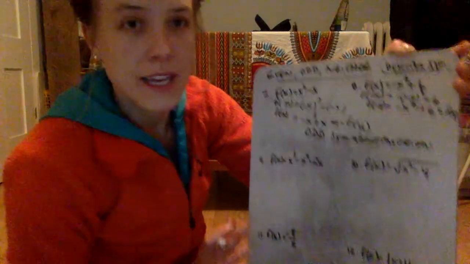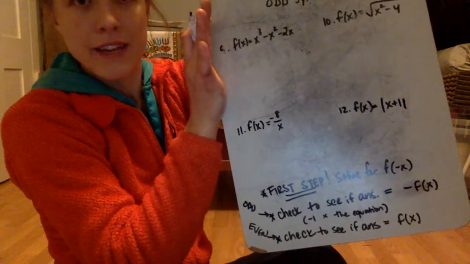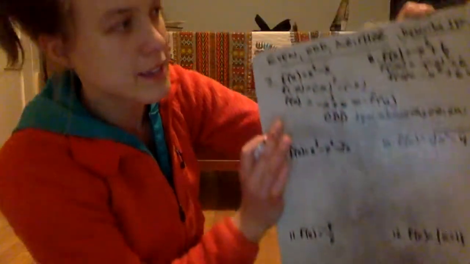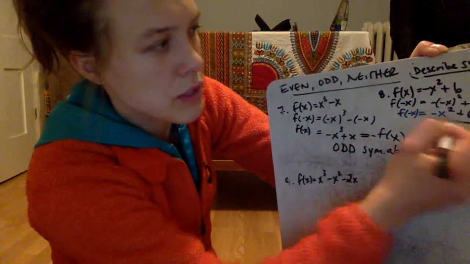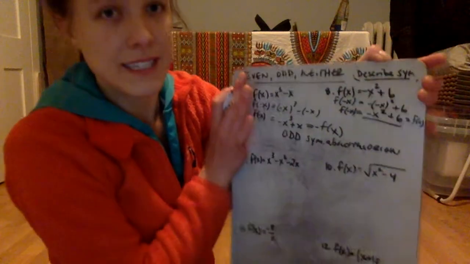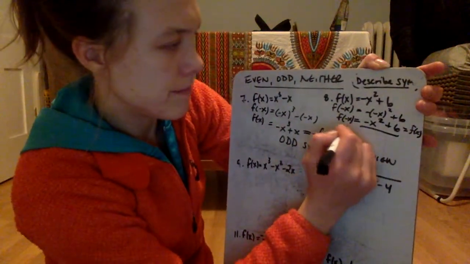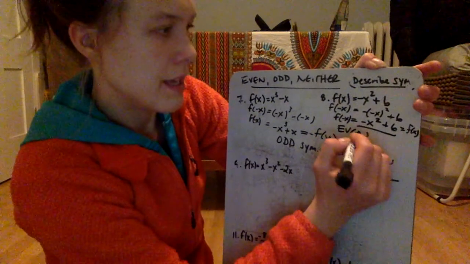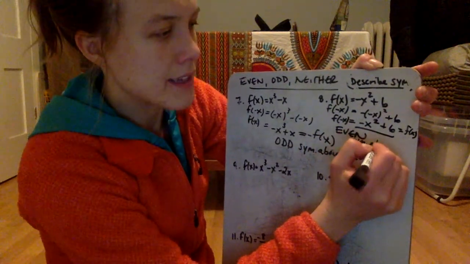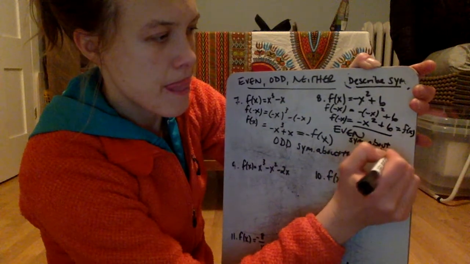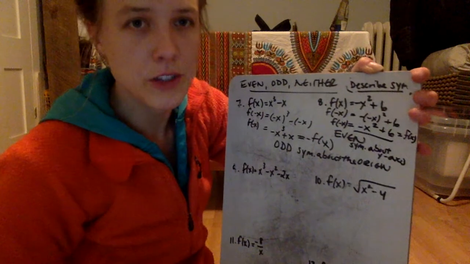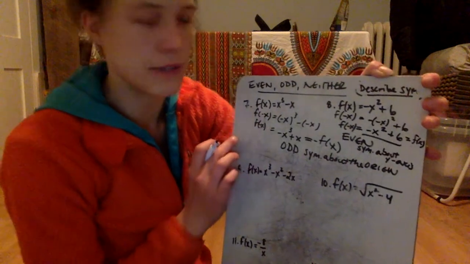So this is even. I check to see if the answer is equal to negative f of x or if it's equal to f of x. And this is equal to the original equation. So I'm going to say that this is even and symmetrical about the y-axis would be my answer for that. So that's what makes these two different.